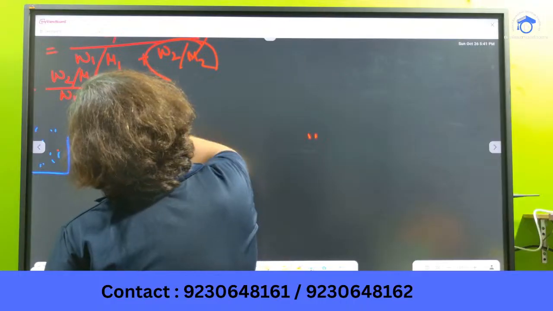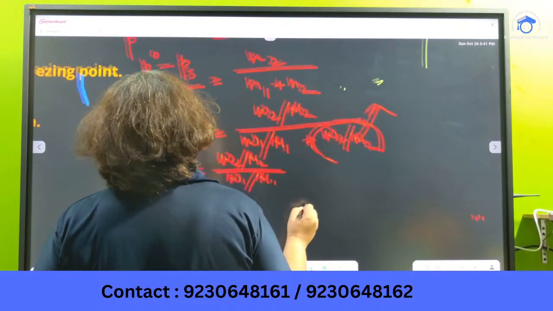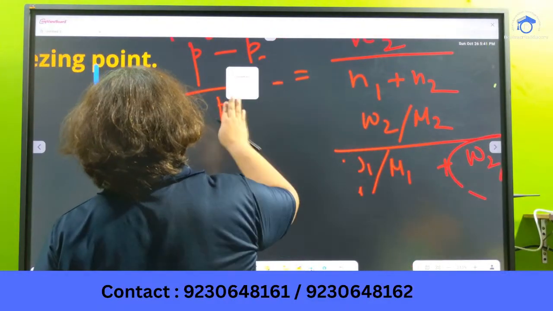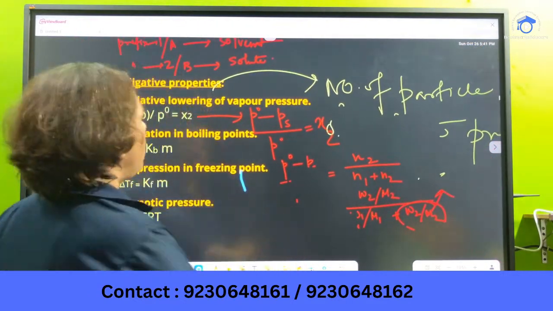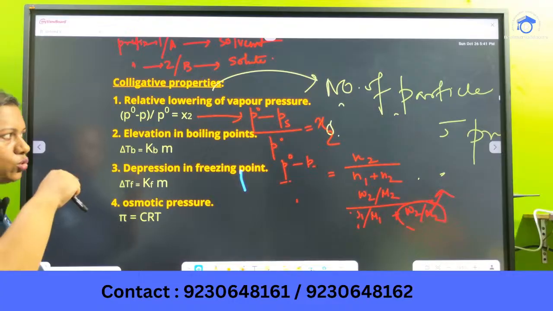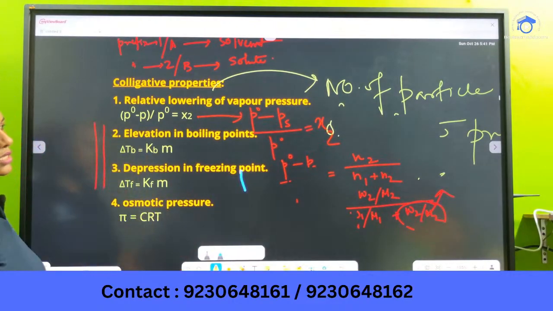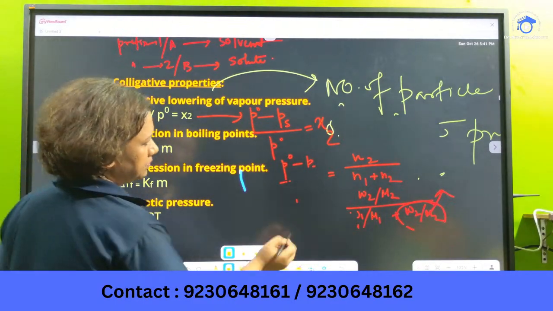Our next colligative property is depression of freezing point and elevation in boiling point. Actually, these two, the explanations of both are the same. Wait a minute, yes.